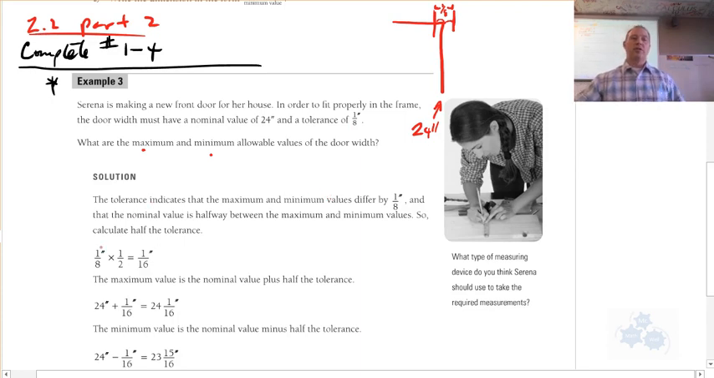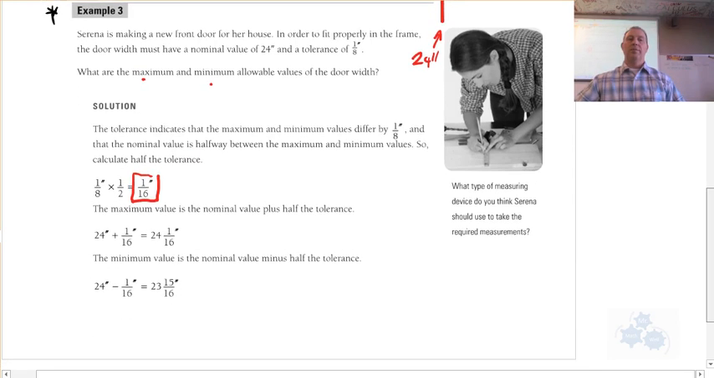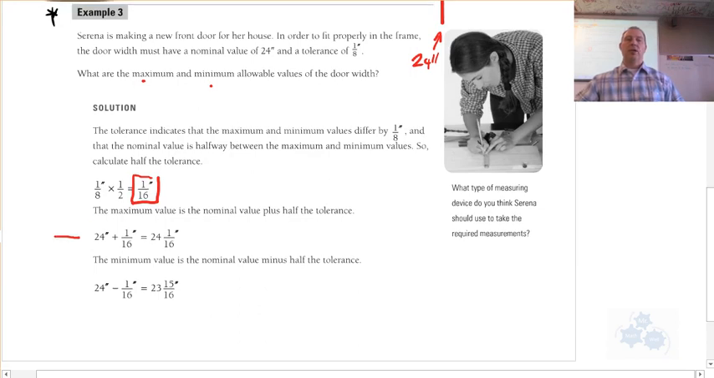And so that's what you do. What you do is you take the tolerance and you multiply it by 1/2. Or you divide it by 2, same thing. And that is the distance or the length above the nominal value that can be the maximum, and below the nominal value that can be the minimum. And that's what they've done here. So the nominal value is 24 plus half of the tolerance gives you 24 and 1/16. And the nominal value minus half of the tolerance gives you 23 and 15/16.